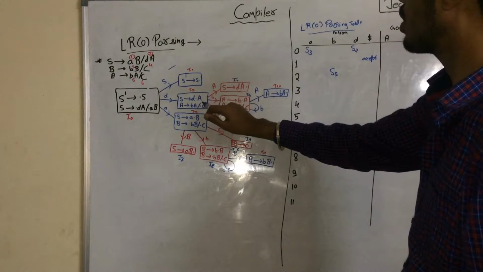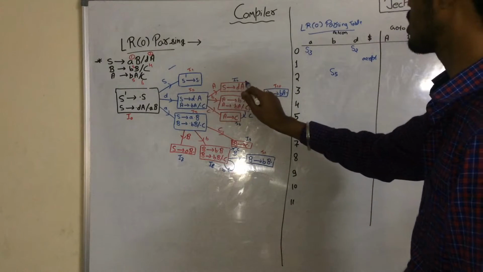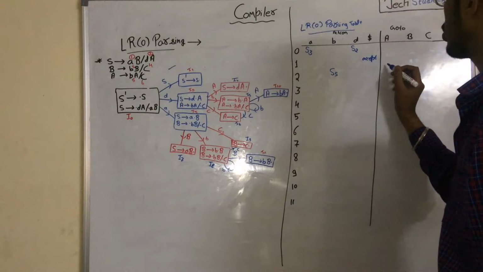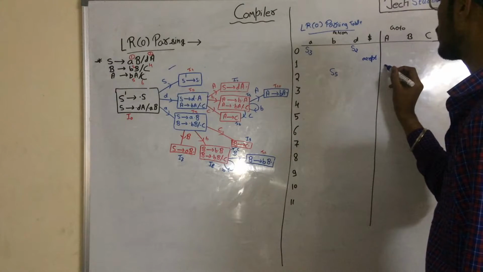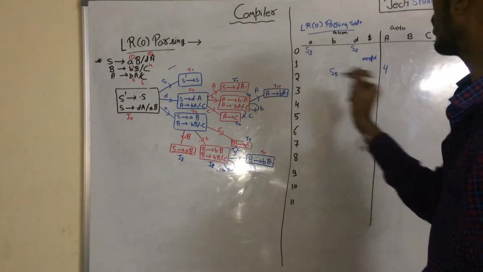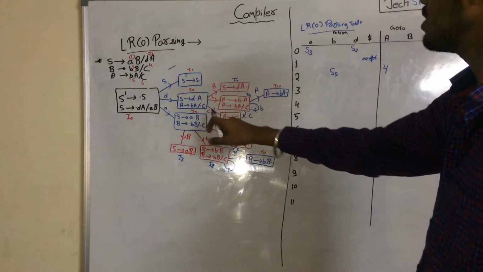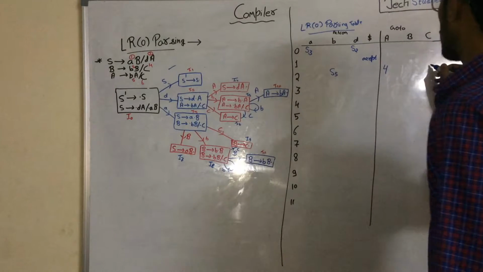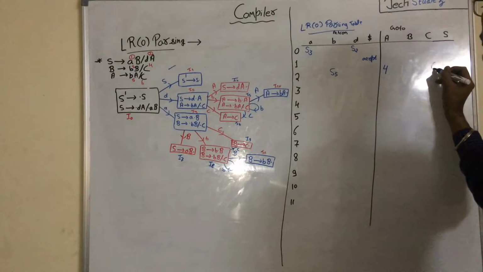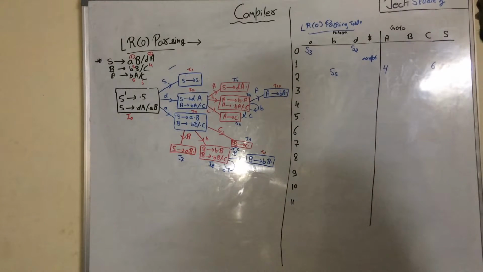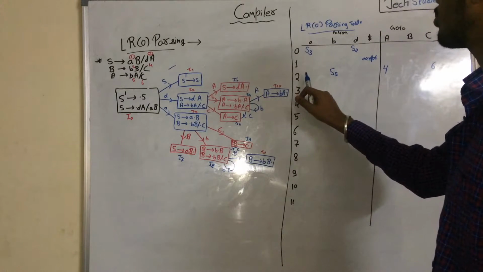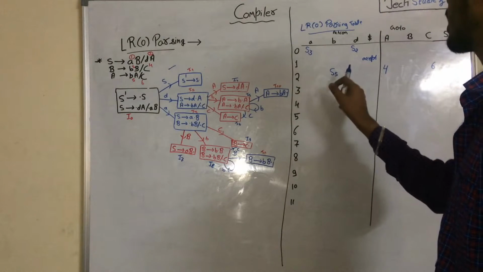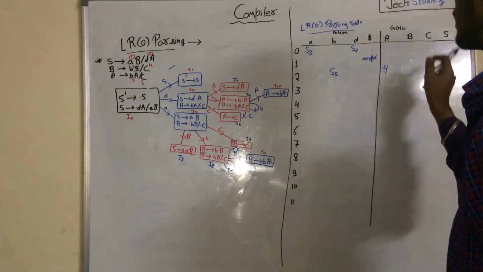And for capital A, what do we get? I4. So in the goto part, we only write the state. So here, where is it going? 4. Now with C, which state do we get? 6. So C is also in goto, so we only mention the state number. Now there is not any move from the second state on a, d and dollar, and on B and S.